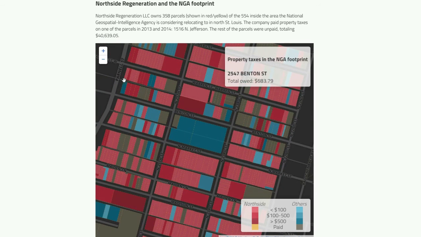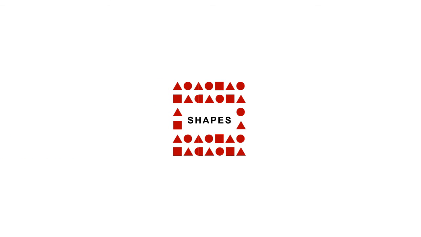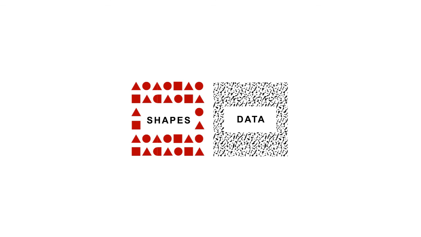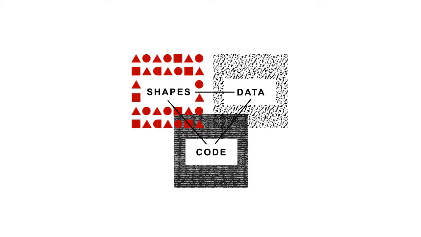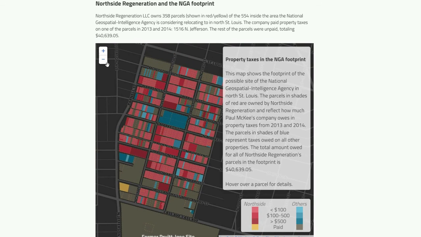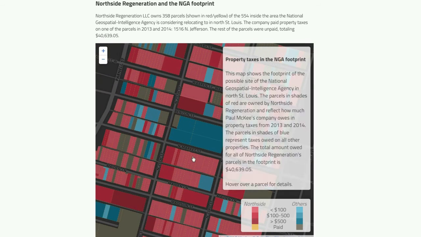For an interactive map like this, there are three parts: the collection of shapes that represent the maps, the data file containing the parcel numbers and tax information, and the code that puts the two together, creating a map that includes features like zooming, highlighting, and displaying information when you hover over parts of the map.